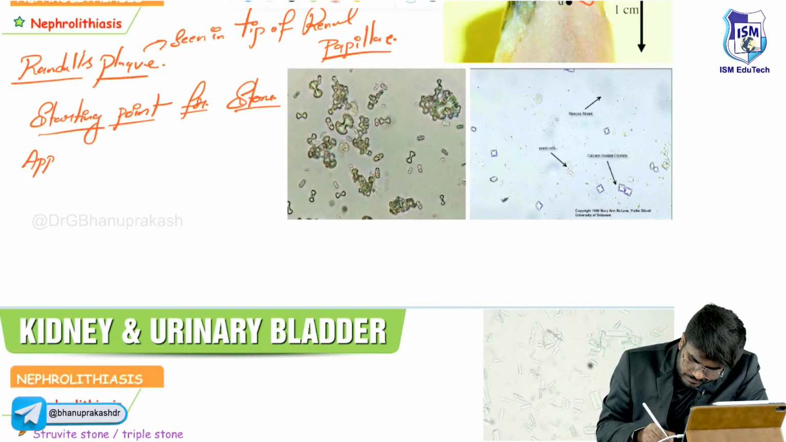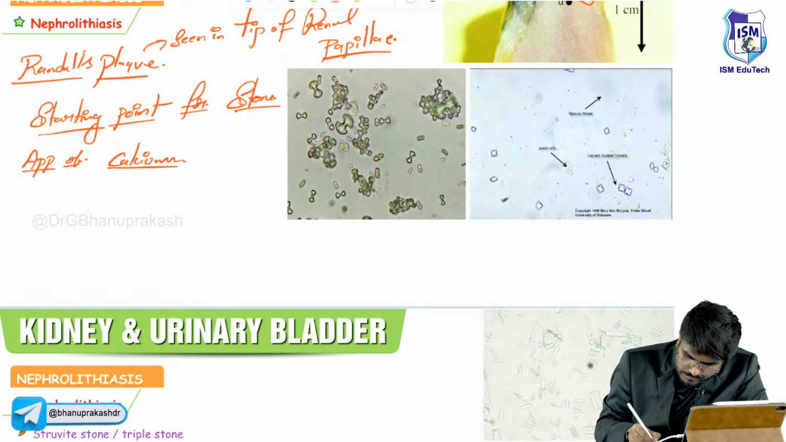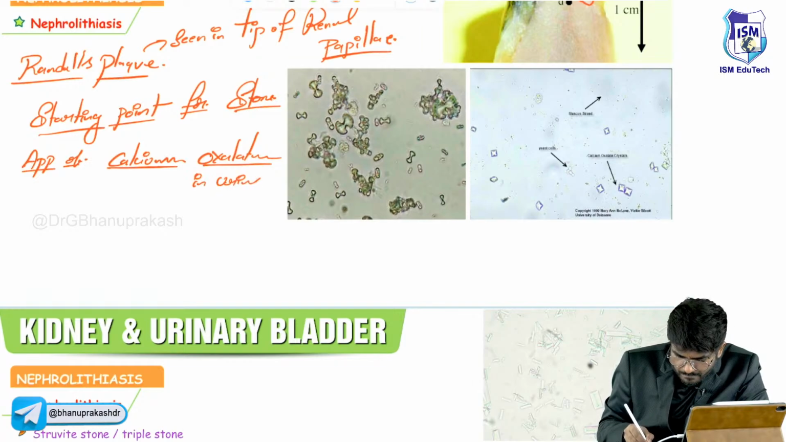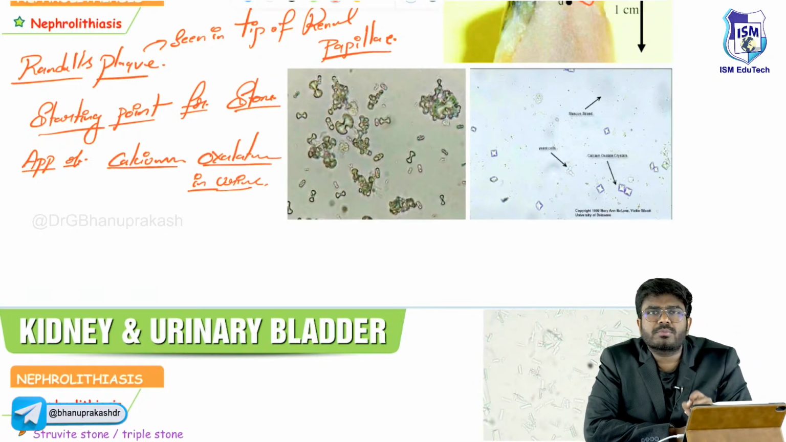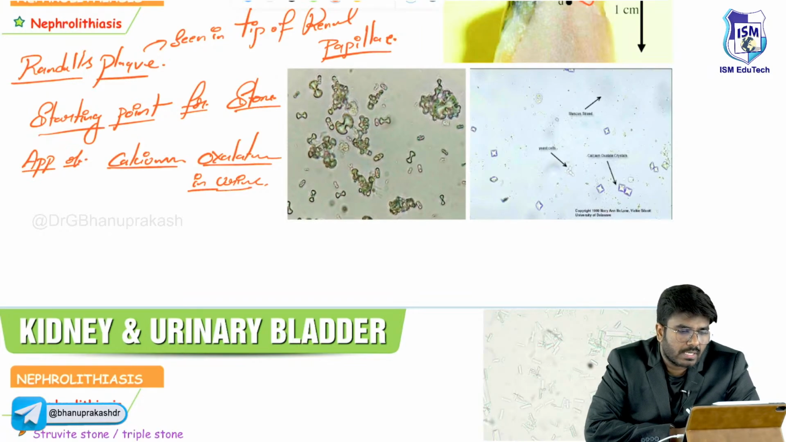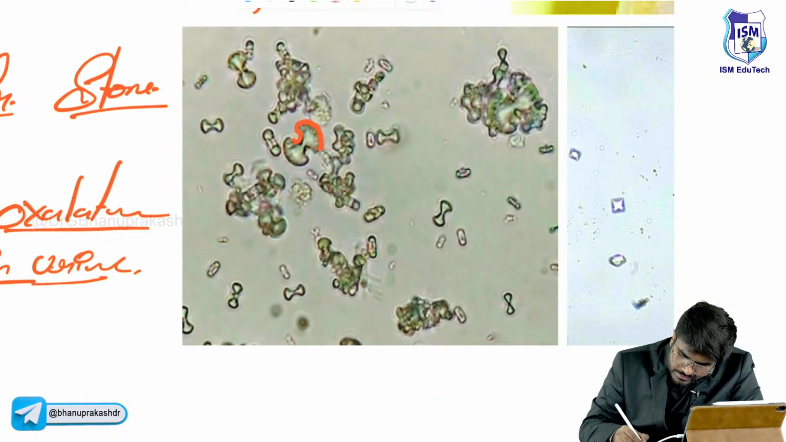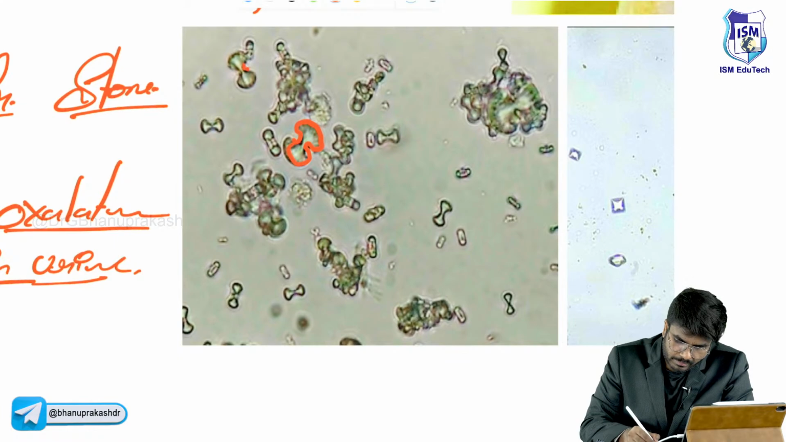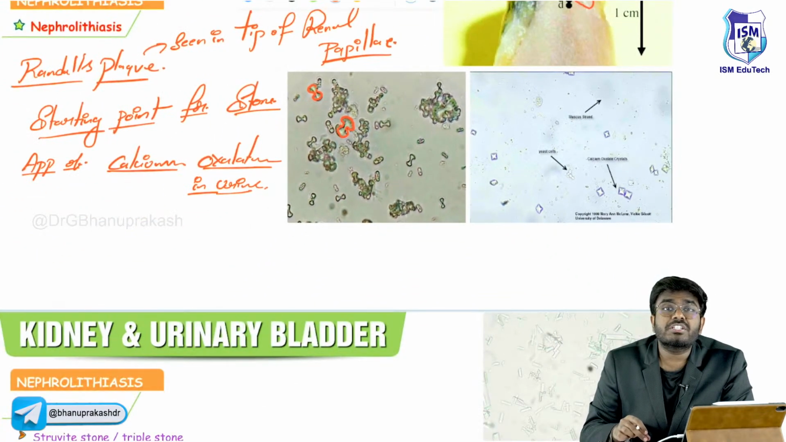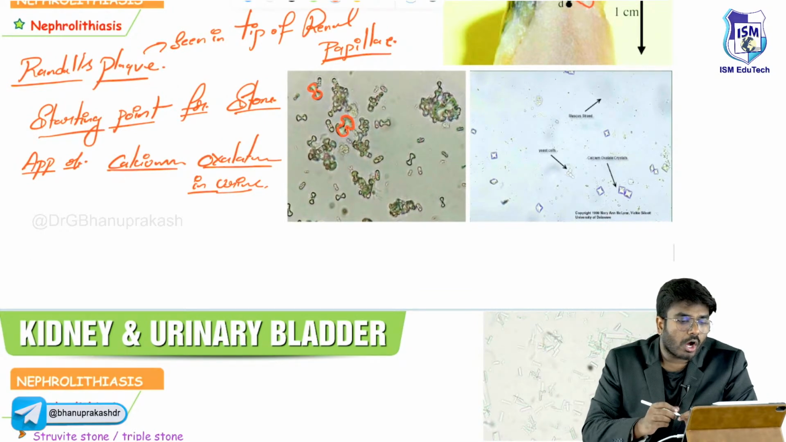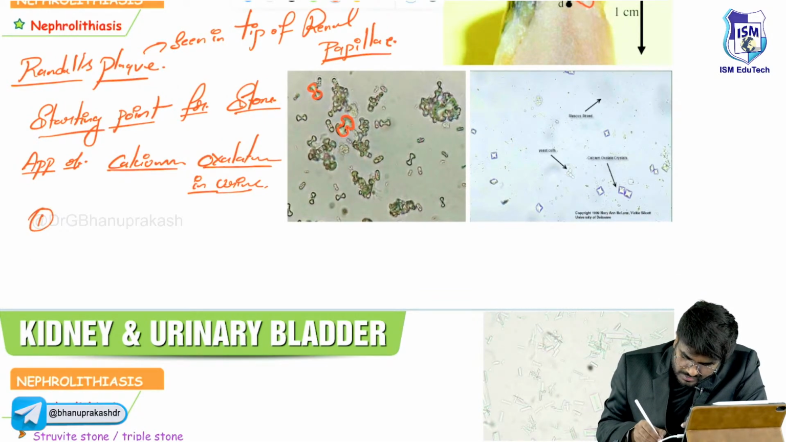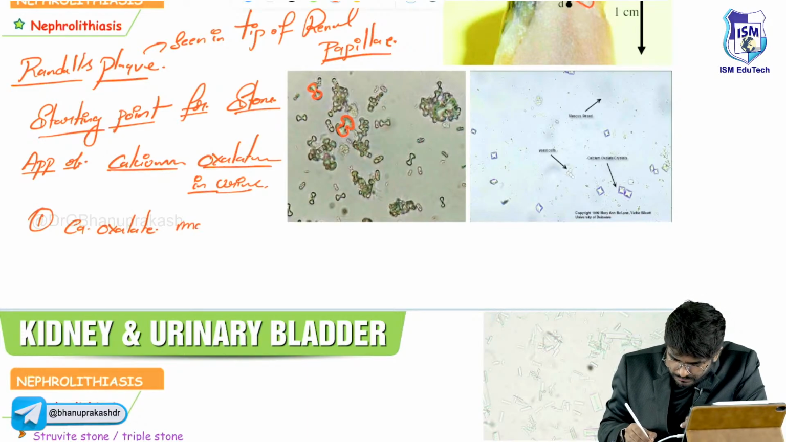Appearance of calcium oxalates in urine. Okay, there are small things. Okay, the calcium oxalate crystal. Now, the first one, see how it's looking. It's looking like a dumbbell shape, right? Looking like a dumbbell. So, what are these? These are the calcium oxalate monohydrate crystal. Okay, the first type of crystal is called calcium oxalate monohydrate.